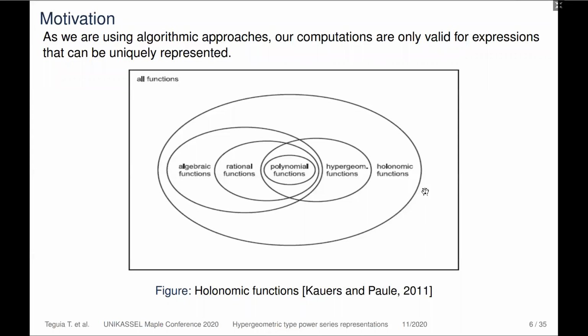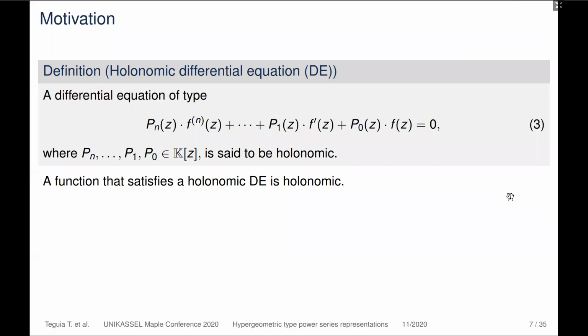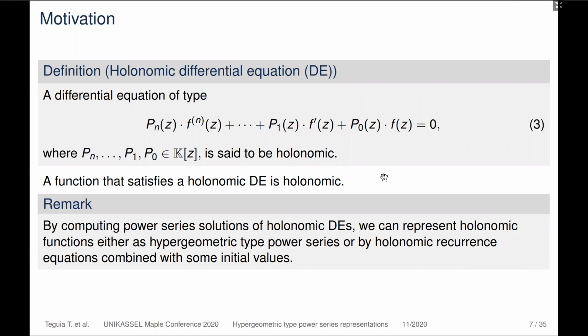So this diagram shows that holonomic functions can be studied to represent hypergeometric functions, polynomial functions, rational functions, and algebraic functions. What we call a holonomic function is a function that satisfies a linear homogeneous differential equation with polynomial coefficients. Such a differential equation is said to be holonomic. So it is by computing power series solutions of holonomic differential equations that we are able to represent functions either as hypergeometric type power series or as holonomic recurrence equations together with some initial values.